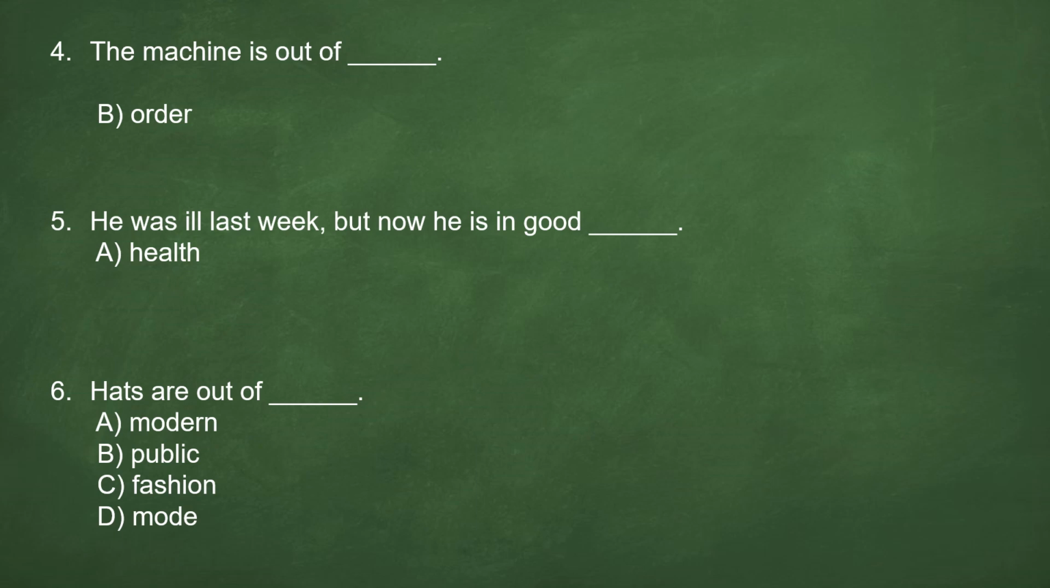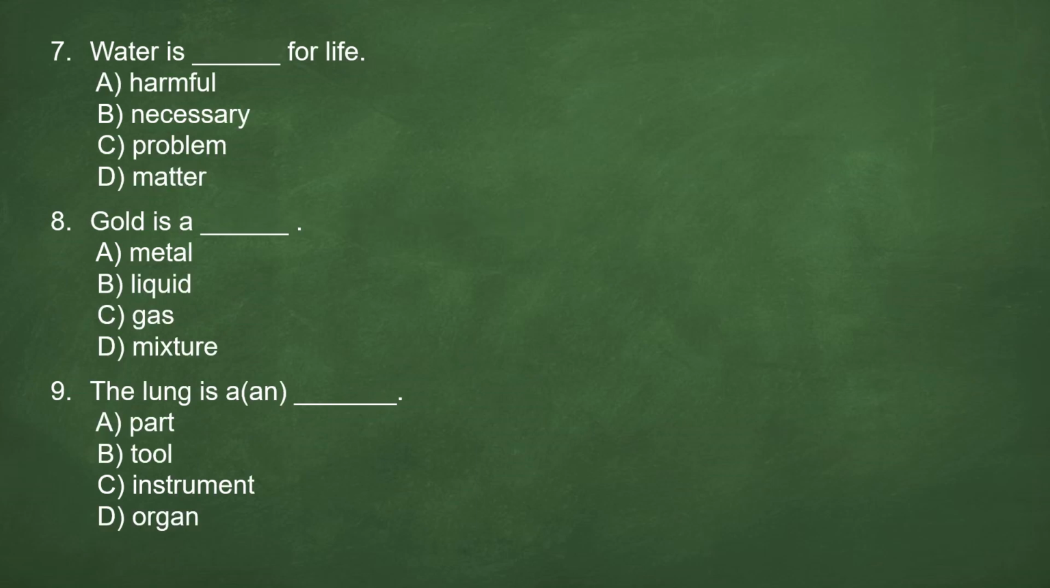Number six, hats are out of blank. A. Modern, B. Public, C. Fashion, D. Mode. Answer: C. Fashion. Hats are out of fashion. Number seven, water is blank for life. A. Harmful, B. Necessary, C. Problem, D. Matter. Answer: B. Necessary.